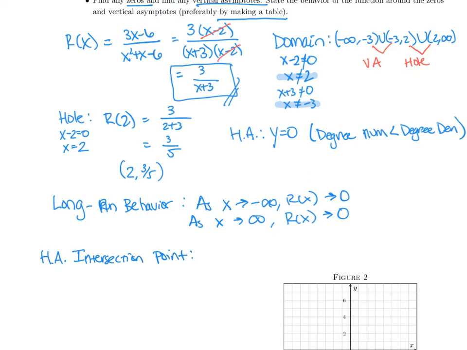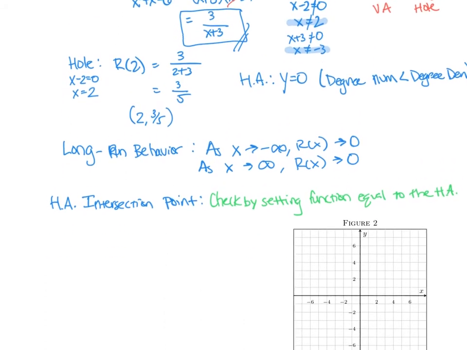The way we're going to check for this, and I'll write this in green, you check by setting the function equal to the horizontal asymptote. Basically, if you take the horizontal asymptote, or that y value, and set it equal to the function, are you going to get an x value? Because if you set it equal to a y value and you get an x value, there's going to be a point there. But if not, then it's not going to cross anywhere.